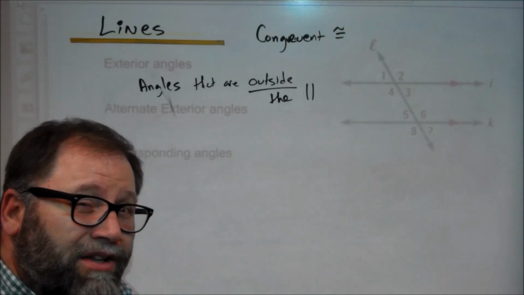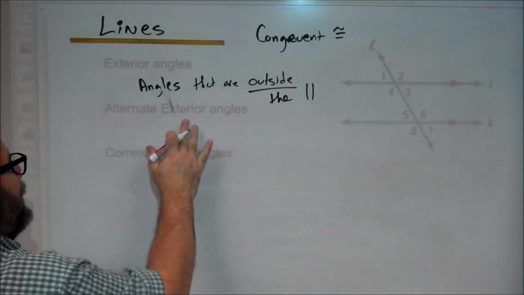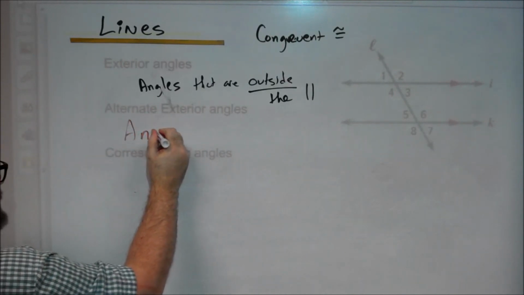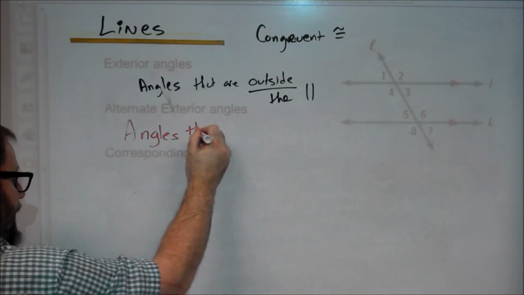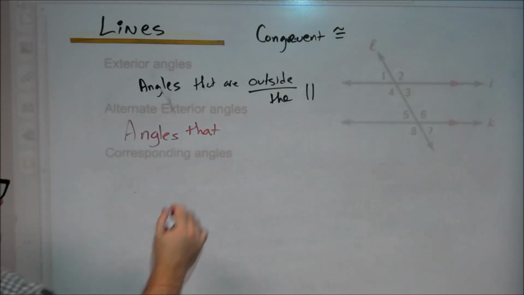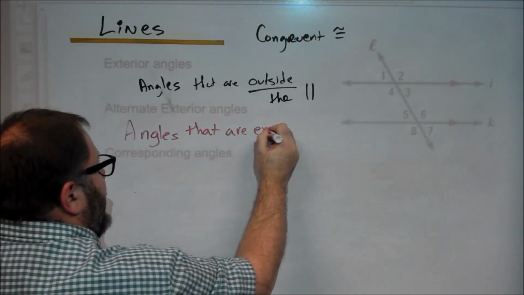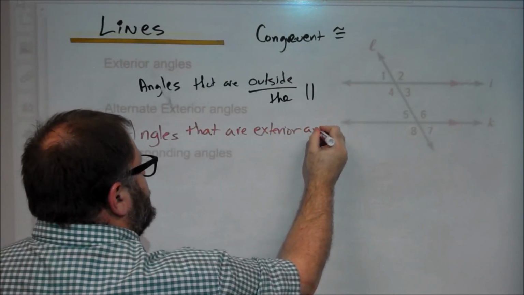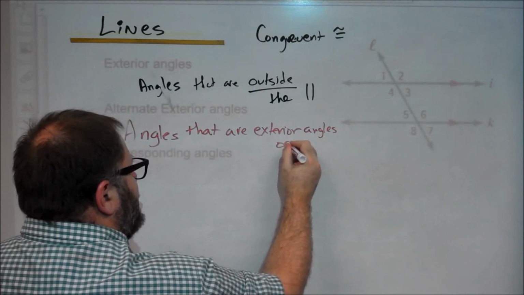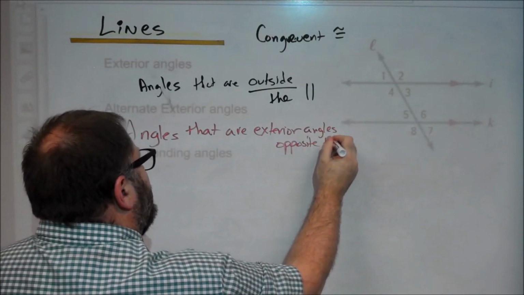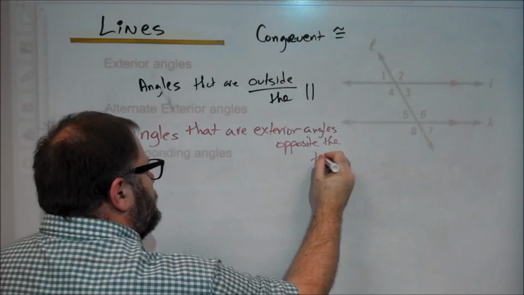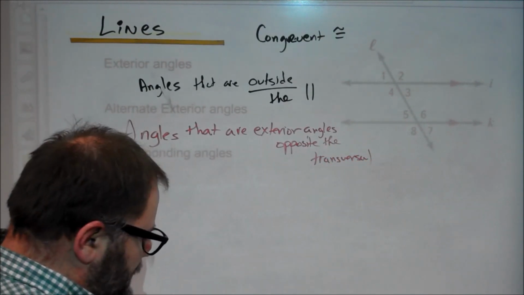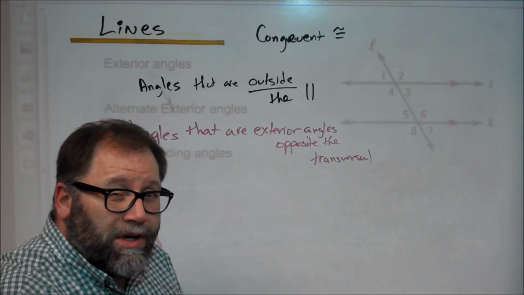Very similar sounding title as what we saw on the last slide, but alternate exterior angles are angles that are exterior, of course, because exterior, angles opposite the transversal. So when we look at these, we can just pick those out.